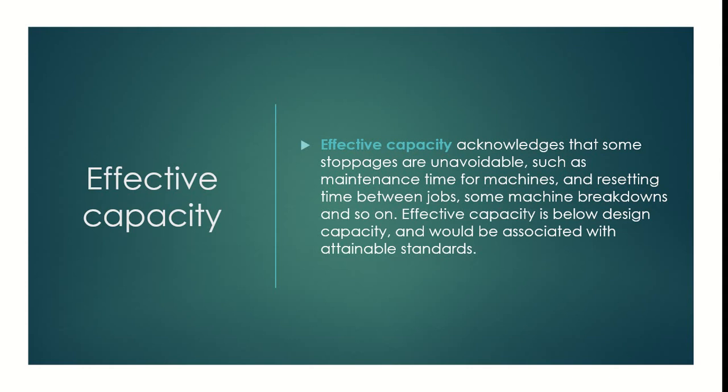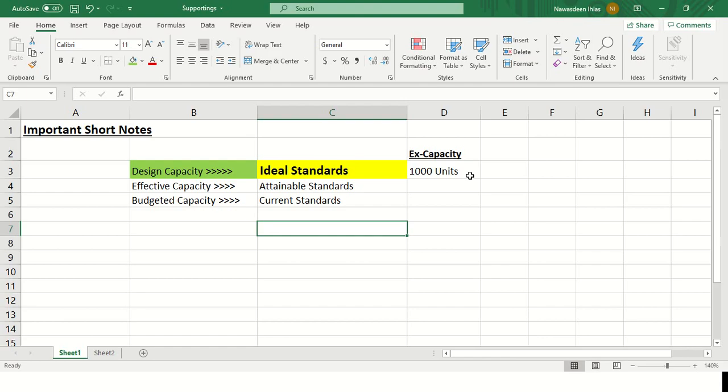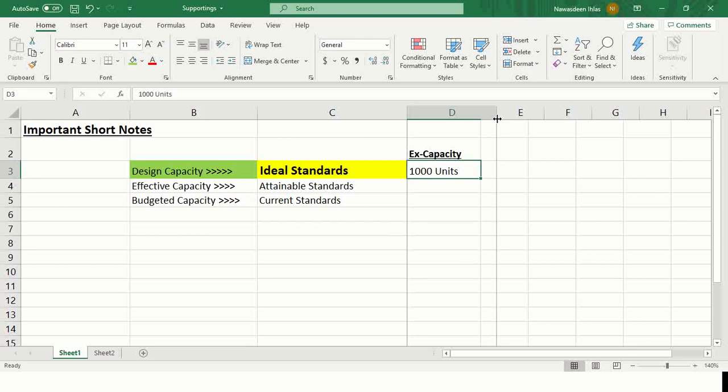So those things we want to take into consideration before deciding our capacity levels. So here this 1000 unit is the capacity level which we can achieve if we are using ideal standards, but we want to remember that ideal standards are not always practicable. Due to some practical problems we can't depend on ideal standards. Sometimes there can be labor shortages, sometimes there can be machine breakdowns, sometimes there can be other wastages. So those things we need to be considered.